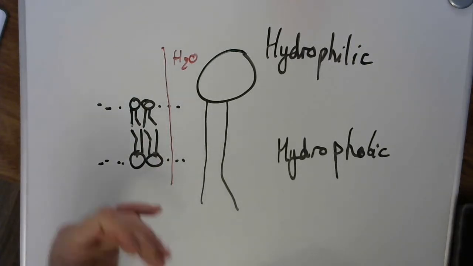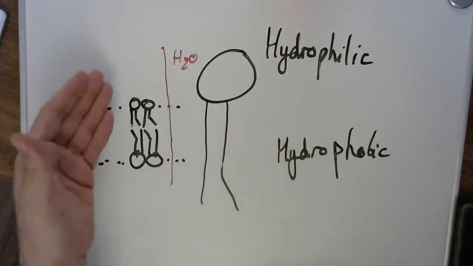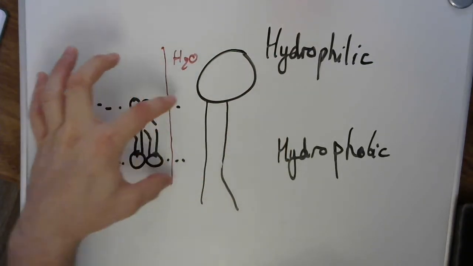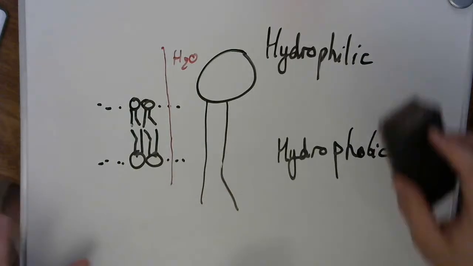So this is what you need to remember: hydrophilic head, hydrophobic tails, and how they stack with each other, making that double layer, the phospholipid bilayer. So that's for the phospholipid bilayer.